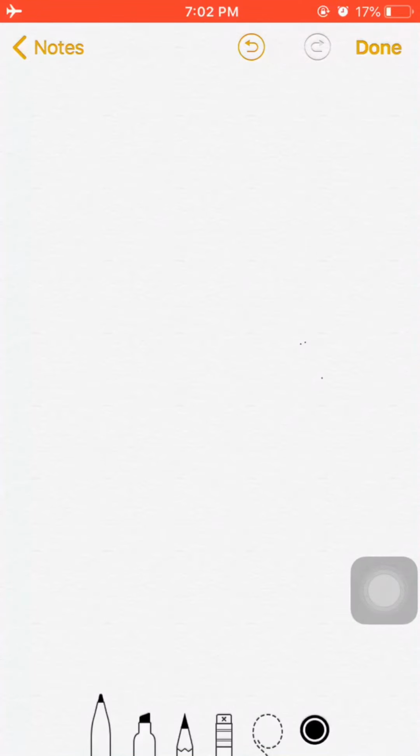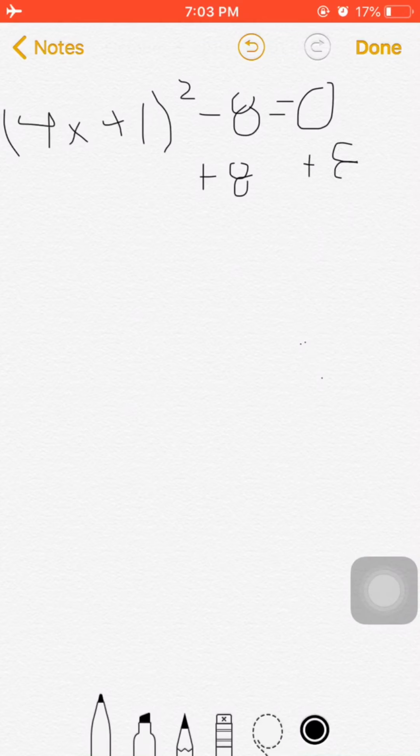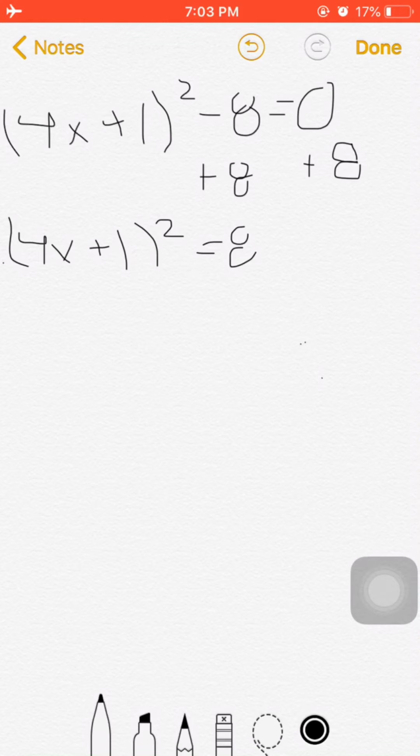The next problem that we'll be doing will be a little bit more difficult. The problem is (4x plus 1) squared minus 8 equals 0. So we will add 8 on both sides in order to cancel out the 8, aka the constant. So that will now be (4x plus 1) squared equals 8.